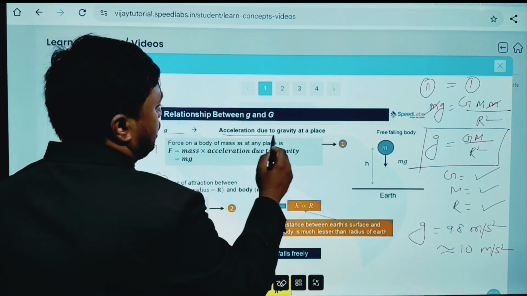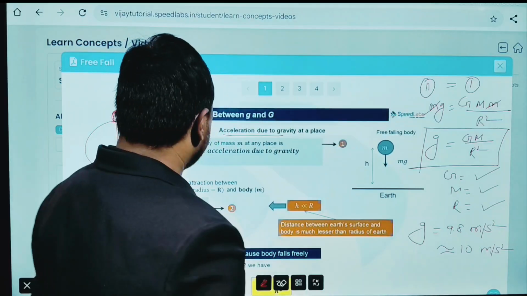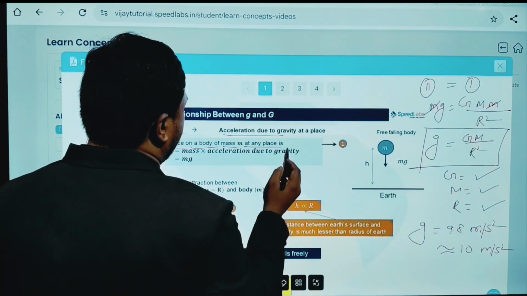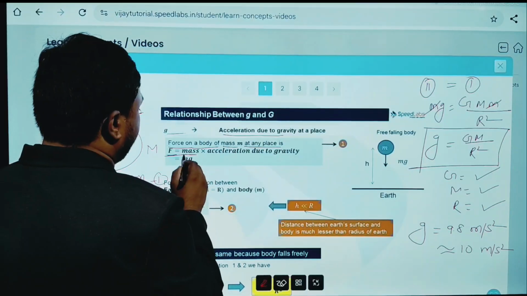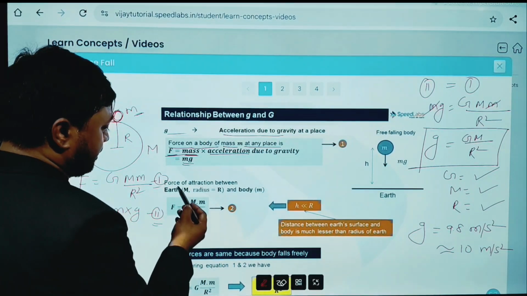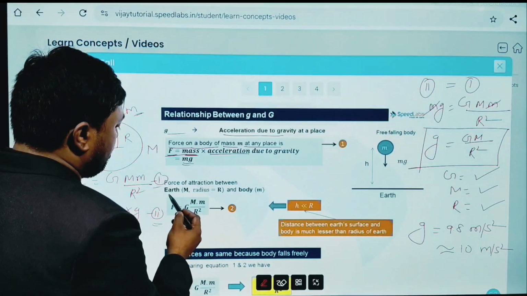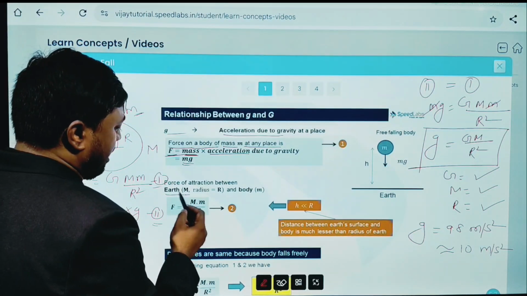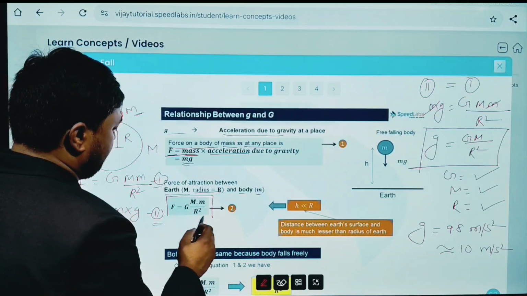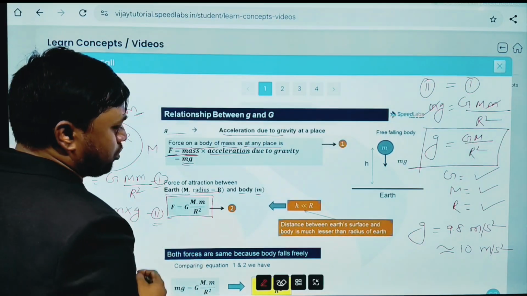Okay, g is the acceleration due to gravity at a place. Force on a body of mass m at any place, okay, that force is equal to what? Mass into acceleration due to gravity, that is m into g. Just now we explained the force of attraction between earth of mass M, radius r, and the body of mass m. This F is equal to what? G M m by r square.